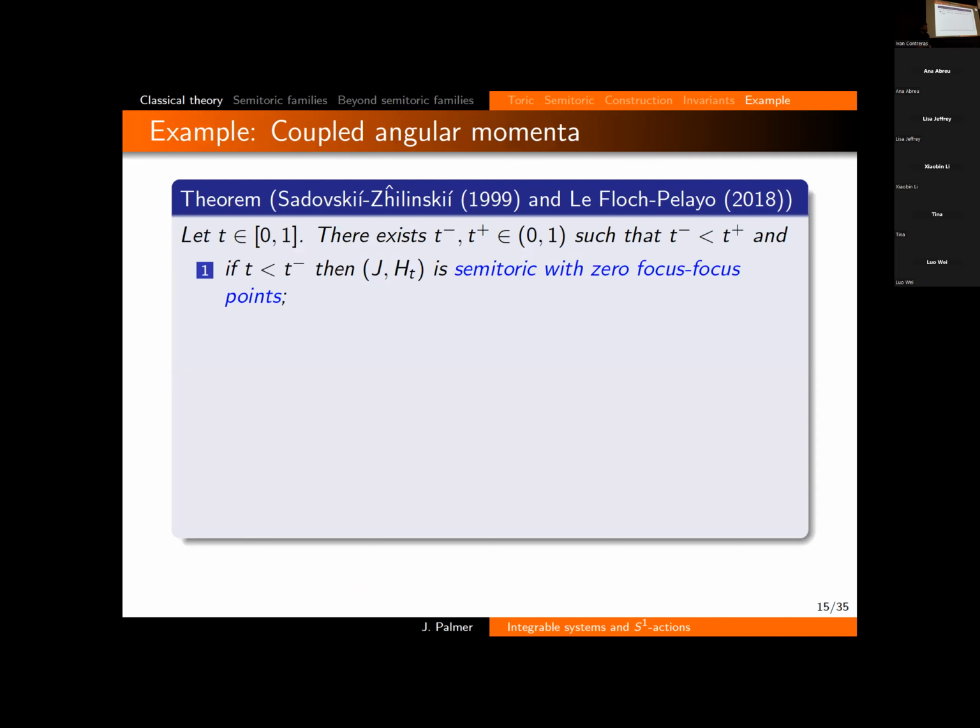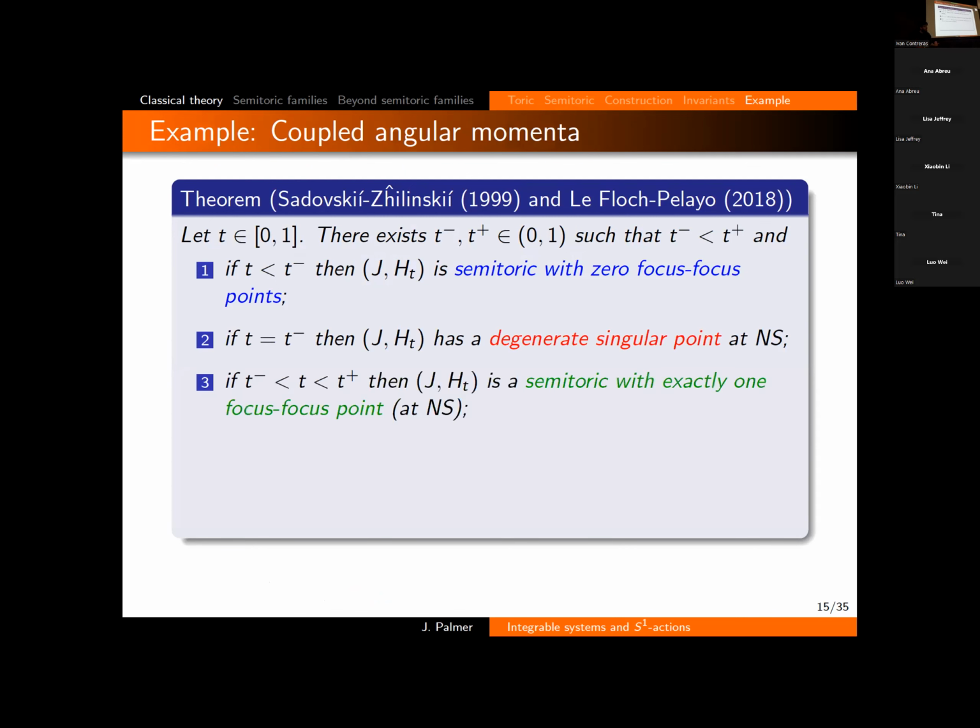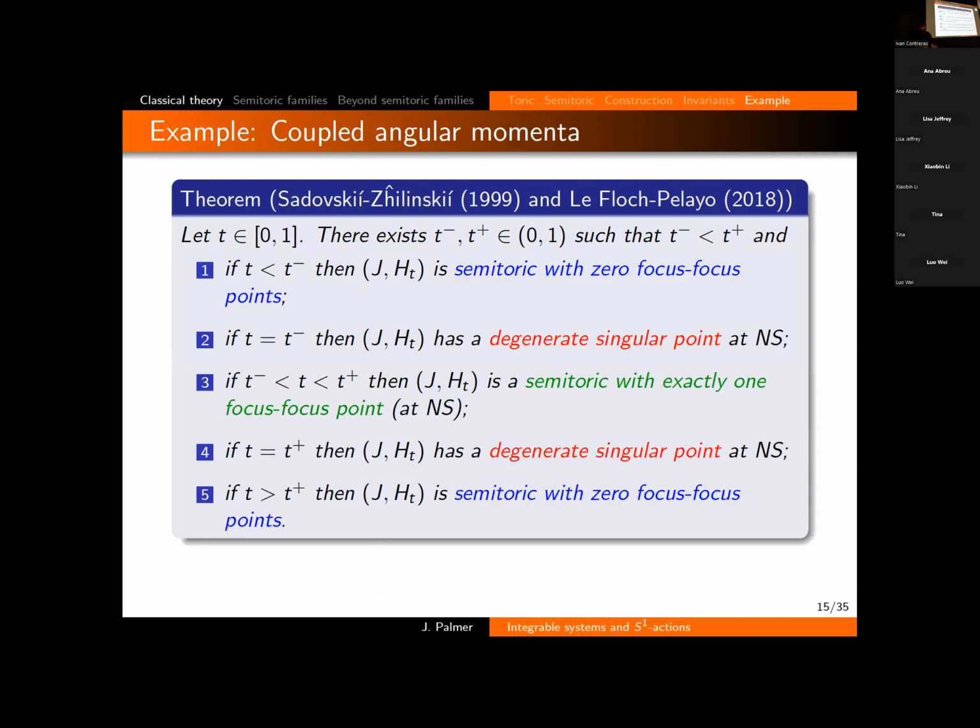Let me explain the system and draw a picture. This is a well understood system that is motivating what I'm going to do in the last minute. If you start with the parameter close to 0, you essentially have a toric integrable system. At some point, you have a degenerate system just for a moment, and then you get a semi-toric system, and then you have a degenerate system, and then you have a semi-toric system.